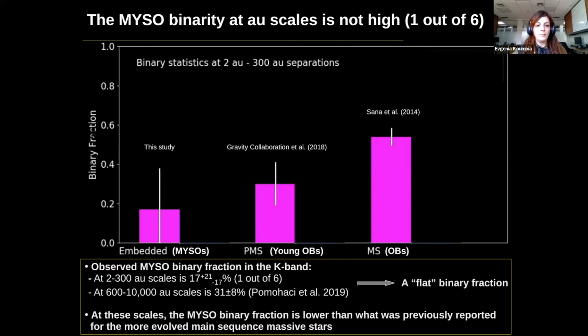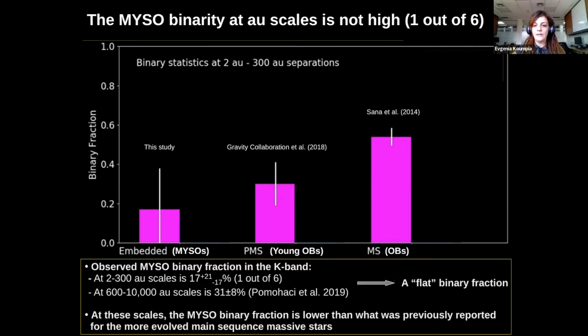Here I plot the binary fraction over different evolutionary phases of massive stars: embedded, which is this study through MYSOs; the pre-main sequence phase of young OBs, which were extracted from the GRAVITY Collaboration in 2008; and then the main sequence phase, OBs from Sun et al. 2014. From these two studies, I extracted the statistics for the 2 AU to 300 AU separations in order to compare a similar range of separations and scales.